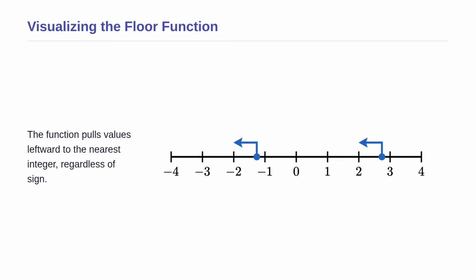Now, look at the negative decimal, negative 1.3. This is where we must be very careful. It sits between negative 1 and negative 2. Moving to the left takes us to negative 2, not negative 1. This perfectly illustrates why we call it a floor function. It always pulls the value down to the next smaller integer, regardless of whether the number is positive or negative.